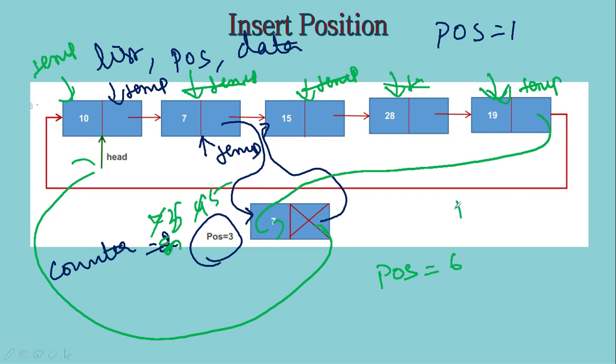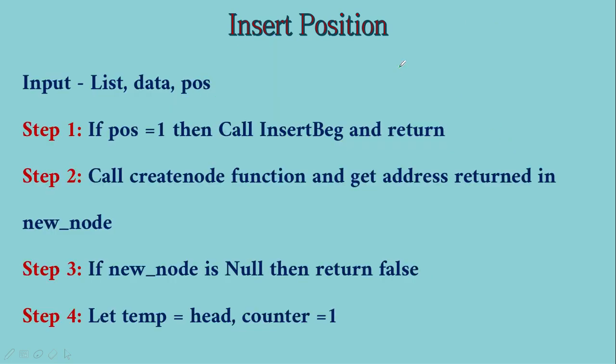And for the invalid cases, if I give the position as 7, then it is invalid. In that case also, as we discussed, the temporary pointer will move till the last node and come out, but before making these changes we will check whether the counter value is 1 less than the position. If it is not 1 less than the position, then we will not make the changes, right? So the validity is ensured by checking whether the counter has a value 1 less than the position. So let us formally write the algorithm.